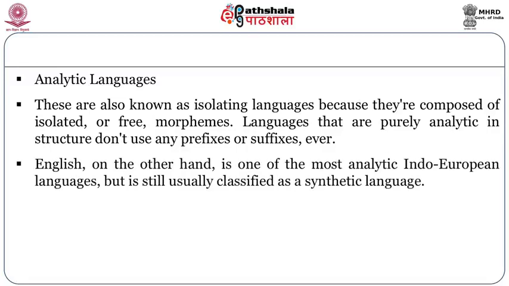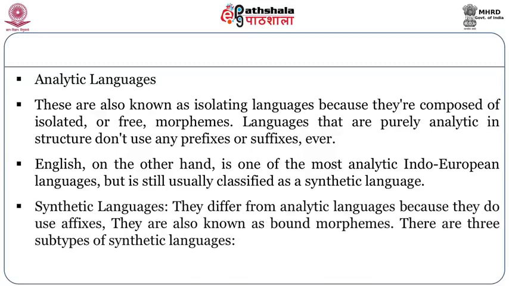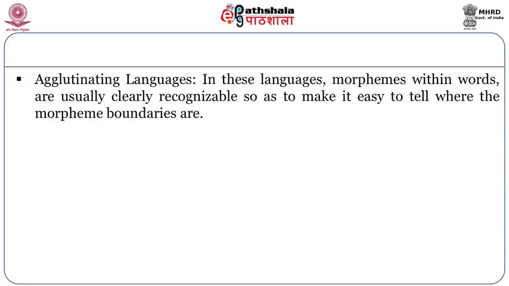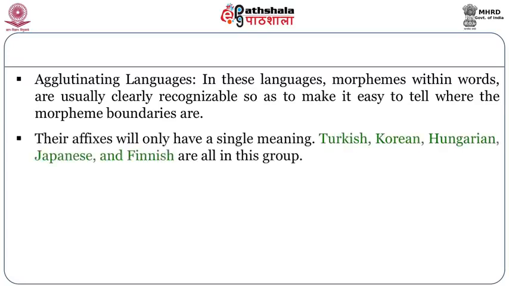English, on the other hand, is one of the most analytic Indo-European languages, but is still usually classified as a synthetic language. Synthetic languages differ from analytic languages because they do use affixes. They are also known as bound morphemes. There are three subtypes of synthetic languages. Agglutinating languages are one. In these languages, morphemes within words are usually clearly recognizable, so it is easy to tell where the morpheme boundaries are. Their affixes will only have a single meaning, like Turkish, Korean, Hungarian, Japanese, etc.